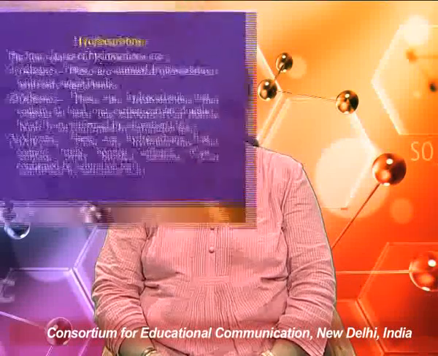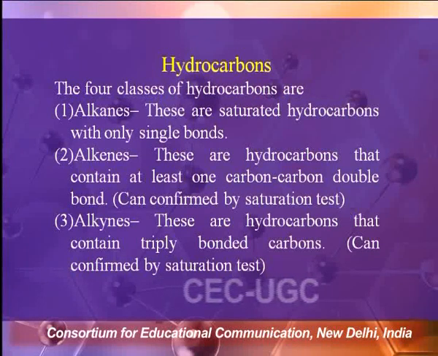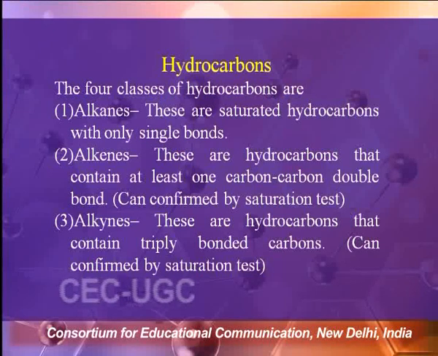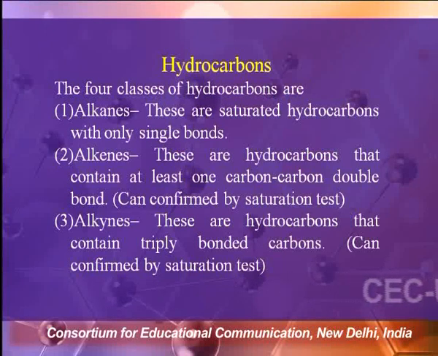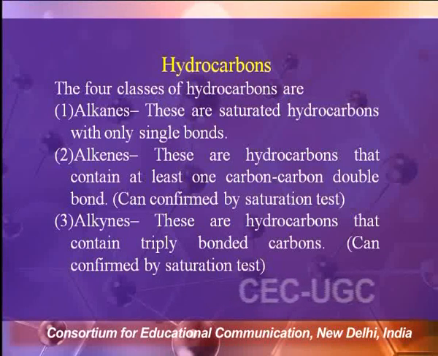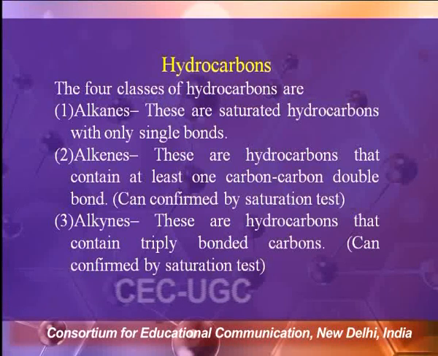What are alkanes? You are very much aware, these are saturated hydrocarbons, meaning there are only single bonds in carbon and hydrogen. What are alkenes? These are hydrocarbons that contain at least one carbon-carbon double bond, meaning unsaturation, and it can be confirmed. We have discussed in detail how you can confirm the unsaturation in the given organic compound. In the preliminary test, you can check the possibility of unsaturation with the help of a mild oxidizing agent, that is bromine solution.